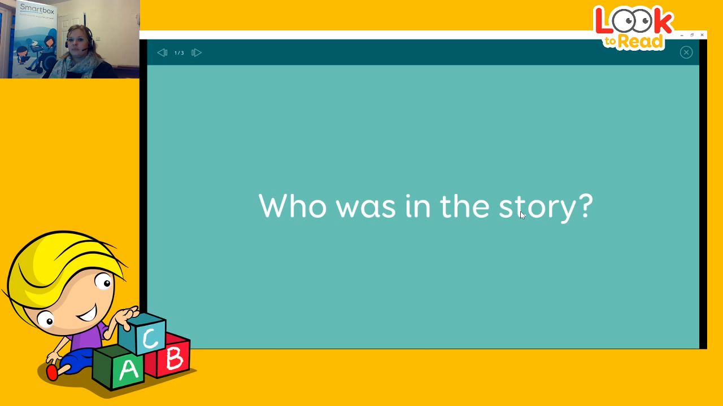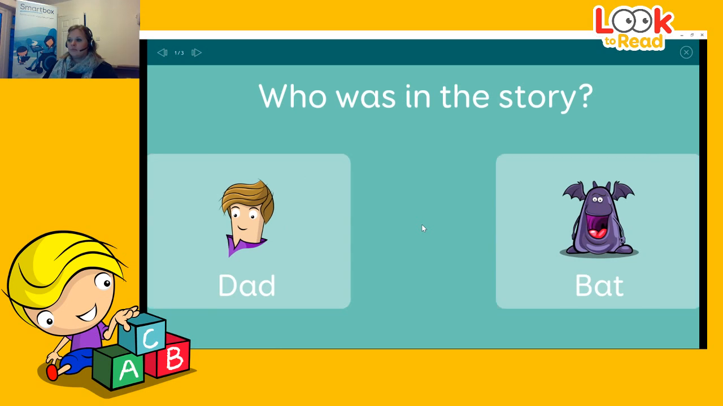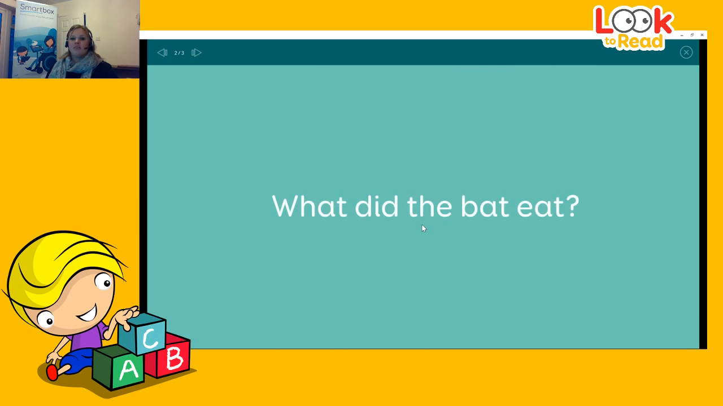And then the what happened is around recall. So here at stage 1 and 2, you're having 3 questions at the end to recall the story key events. And at stage 3 and 4, there's 4 questions. Who was in the story? Bat. Well done. The story had bat in it. So if I get the right answer, I get some positive reinforcement, and I'll just show you what happens if we get the wrong answer.